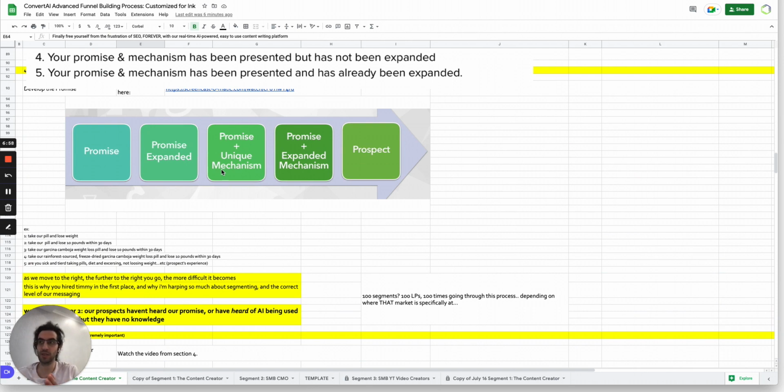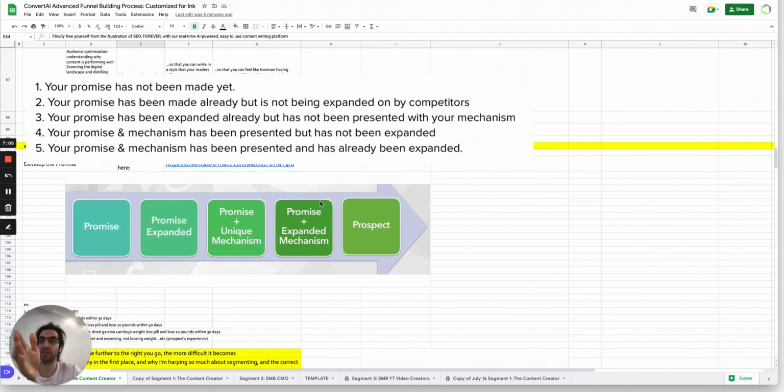So another thing with this, and this is basically the last point, is it's okay to go beyond. If you go to stage 4, even though your competitors are only at stage 2, that's fine. But what you can't do is, if the market is at stage 4 and needs to hear a promise with an expanded mechanism, make just a promise expanded at stage 2. You will lose.